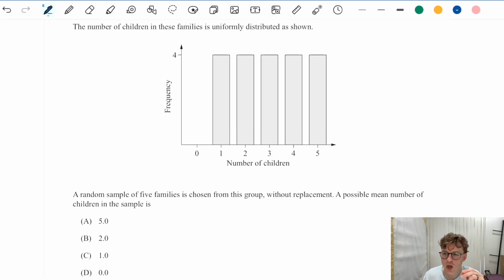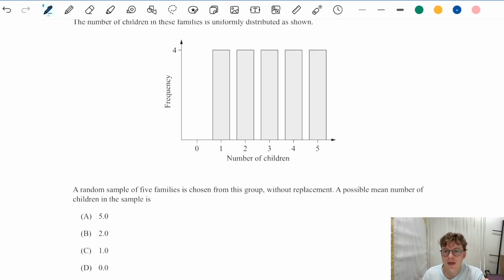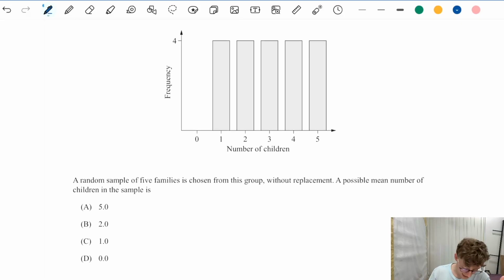Okay, so there's no real way to calculate the mean here. I have no idea what the 5 families are in the sample. It's basically saying which of these options could be true. We can immediately rule out 0. Okay, there's no way to select 5 families and get a mean of 0. Even if I have 1 child 5 times, that is going to be, well, 5 divided by 5, which gives 1, right? So I can't get 0, I can eliminate 0.